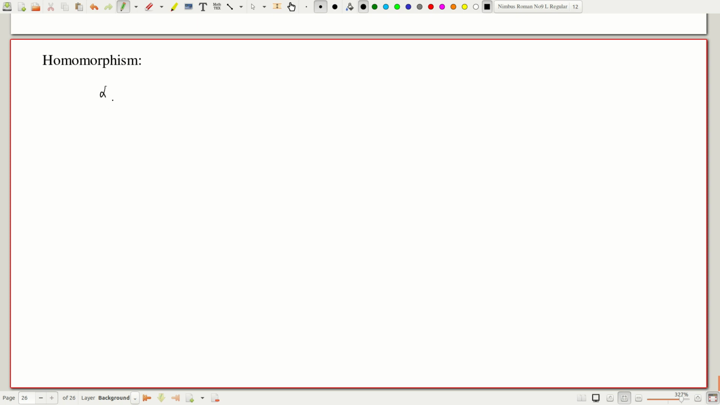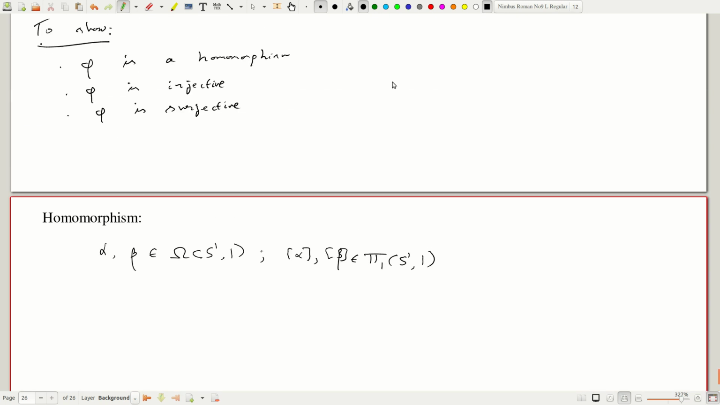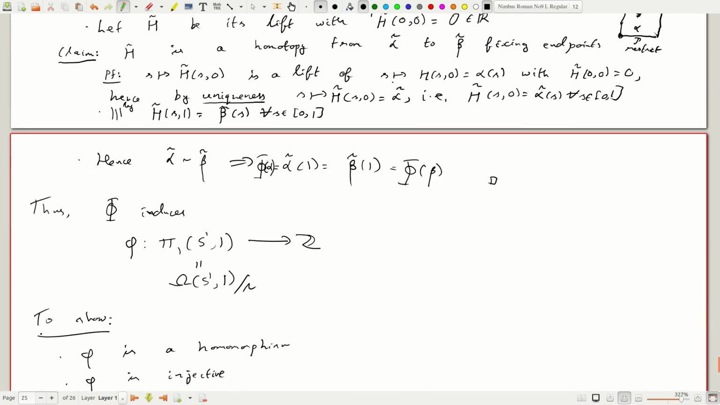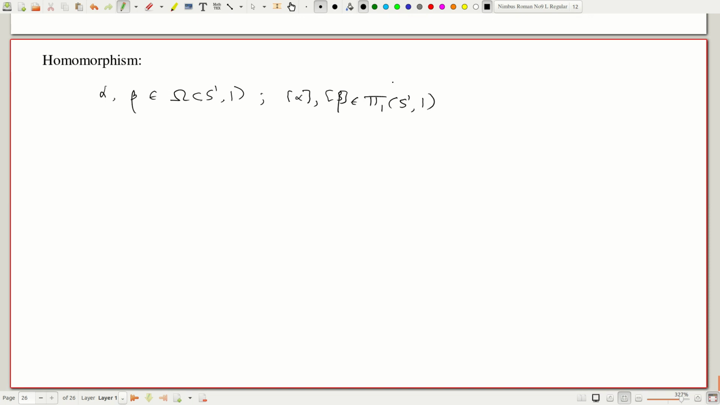Let's pick two elements, alpha and beta, in omega of S11. That means their equivalence classes belong to pi 1 of S11. It's a map on equivalence classes, and so we are looking at phi of alpha times phi of beta, with alpha tilde and beta tilde as before.